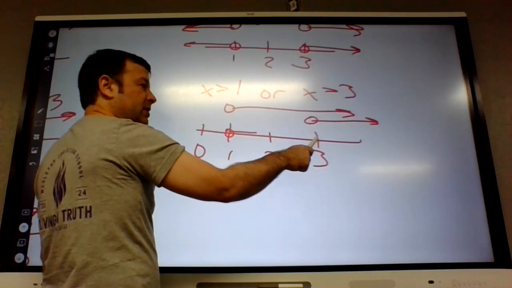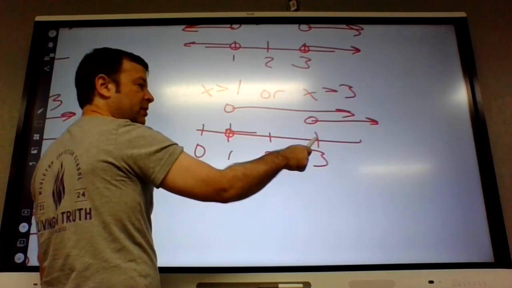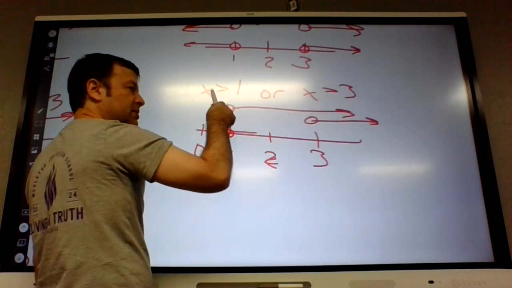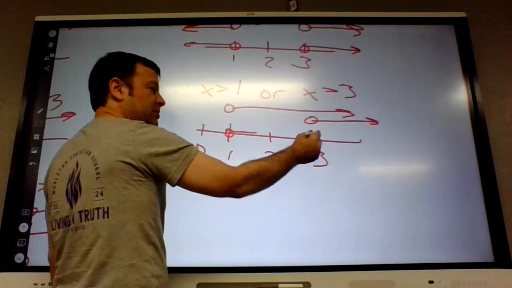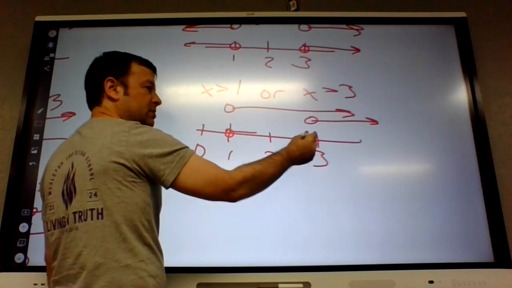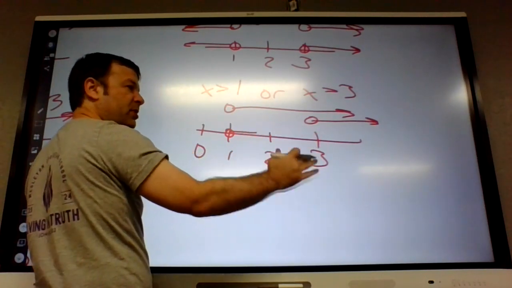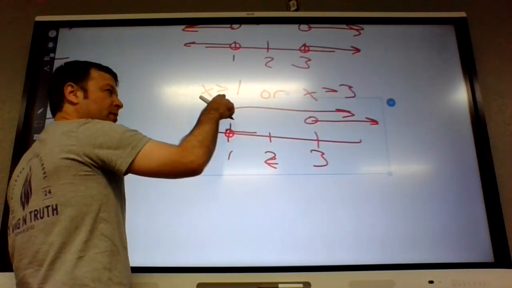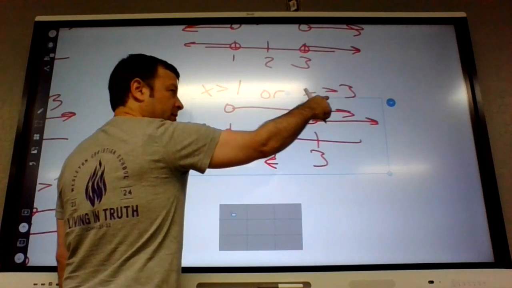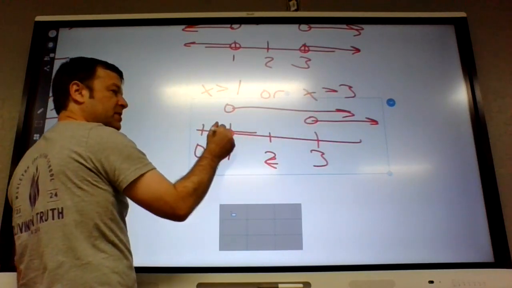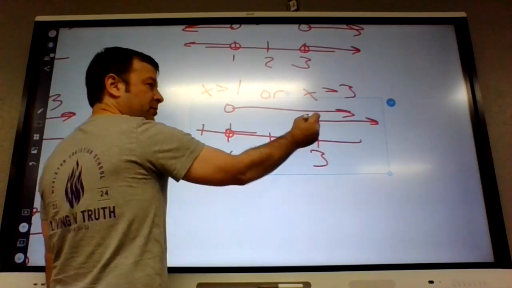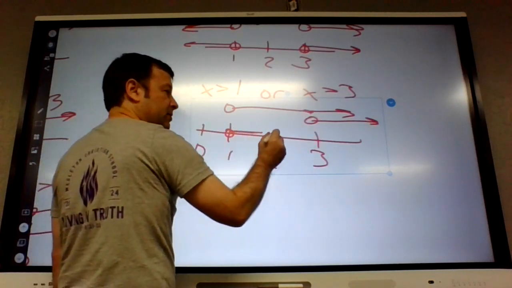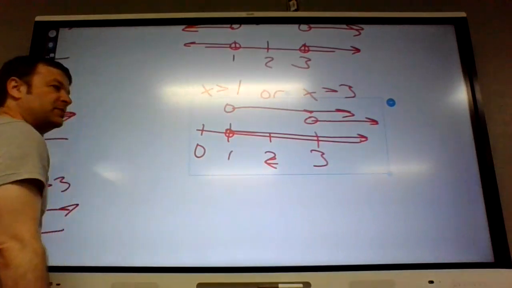By the way, is the number 3 covered by either of these? Yes. So should I put an open circle here? No, because 3 is part of the solution. Is 1 part of the solution? Is 1 greater than 1? No. Or greater than 3? No. So this is still an open circle, but this one, 3 is covered. It's inside this one, so I don't need an open circle right there.